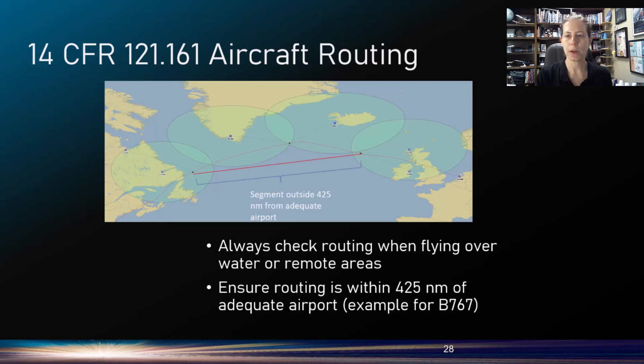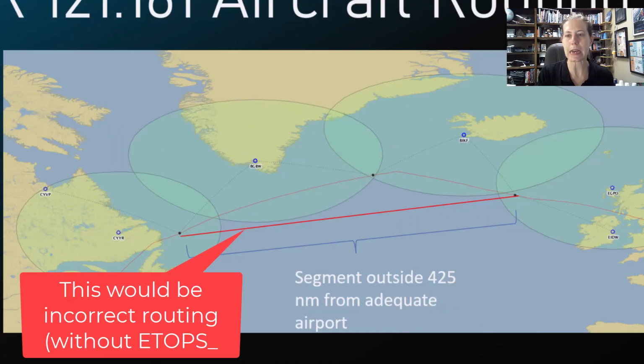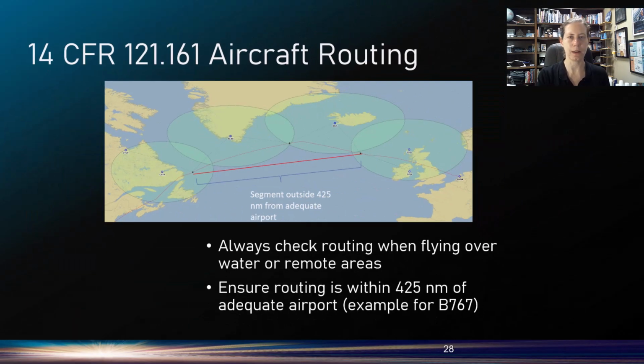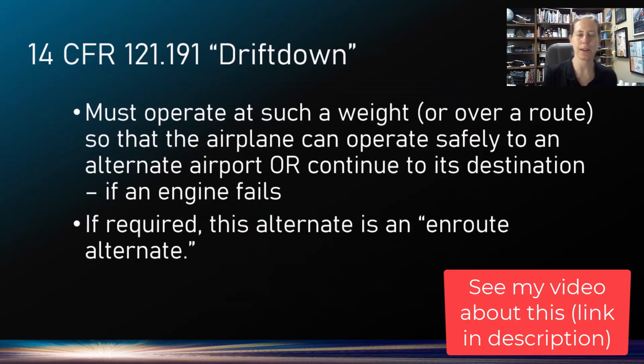But if, for example, I planned a flight on that other, darker red line, that would not be an acceptable routing because I would have gone outside of my 1 hour flying time. Again, I'm not going into super detail on that. Drift down. I did say I was going to get to drift down.